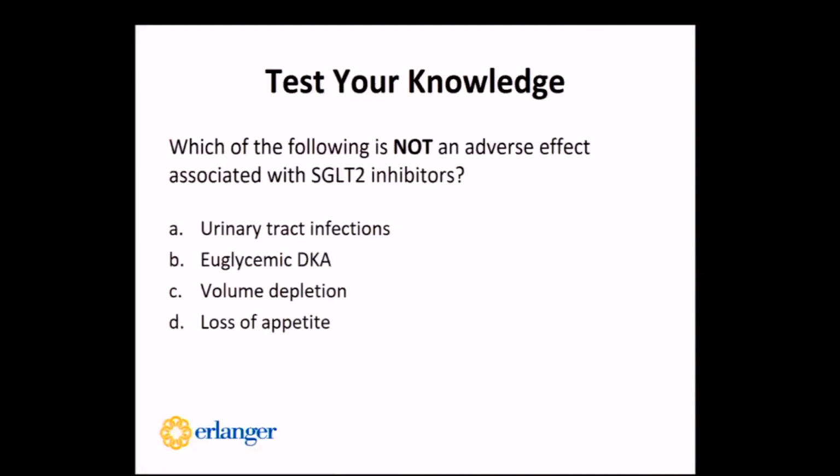Any ideas, guesses? D. That is correct. So the first three are all associated with SGLT2 inhibitors, while D, loss of appetite, is more so related to GLP-1 receptor agonists.